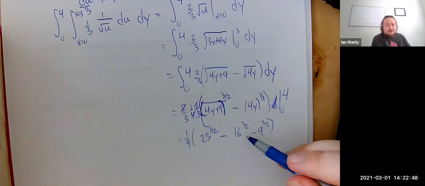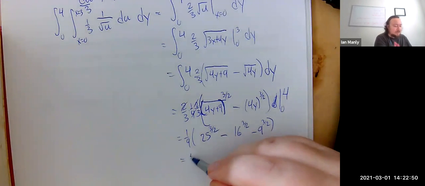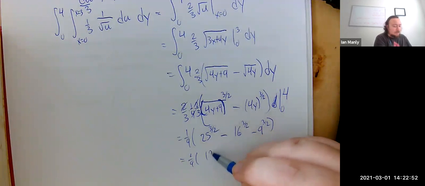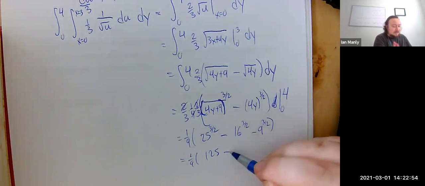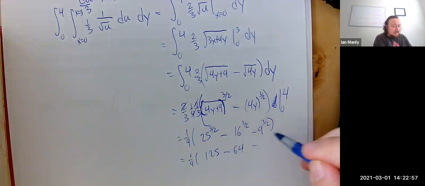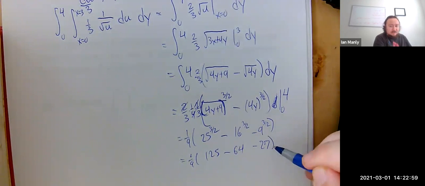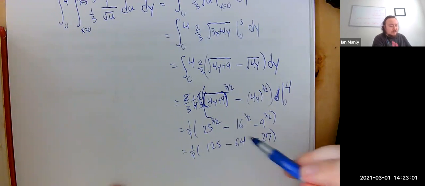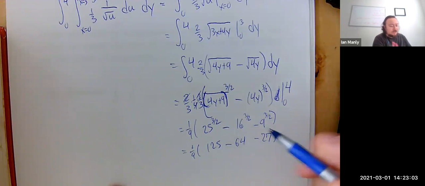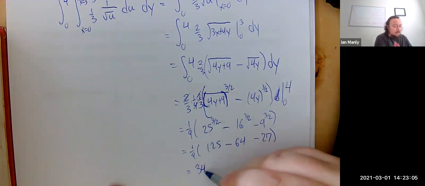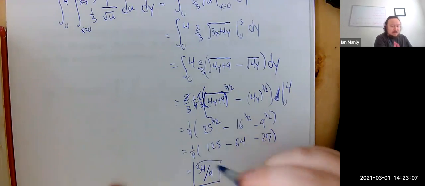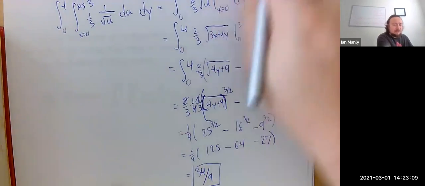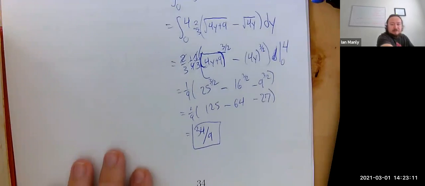All right, now thankfully all of these numbers are nice to do 3/2 powers with. This is 125, this is 64, and this is 27. And if we do this, let's see, 61 minus 27, we end up getting 34/9.